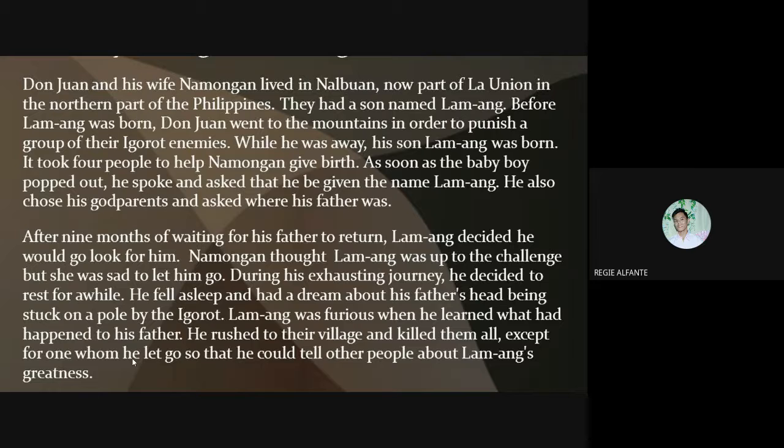After 9 months of waiting for his father to return, Lamang decided he would go look for him. Namongan thought Lamang was up to the challenge, but she was sad to let him go. During his exhausting journey, he decided to rest for a while. He fell asleep and had a dream about his father's head being stuck on a pole by the Igorot. Lamang was furious when he learned what had happened to his father. He rushed to their village and killed them all, except for one whom he let go so that he could tell other people about Lamang's greatness.